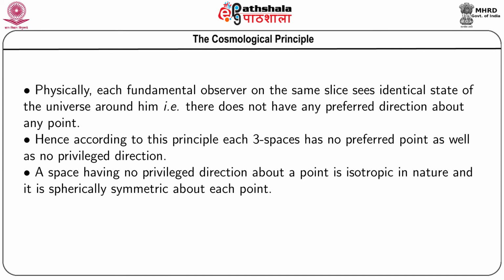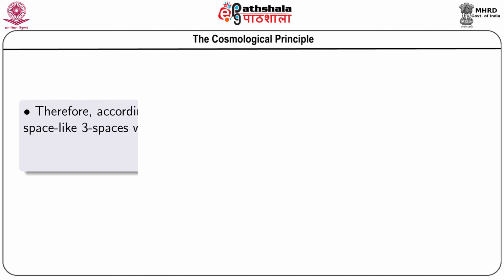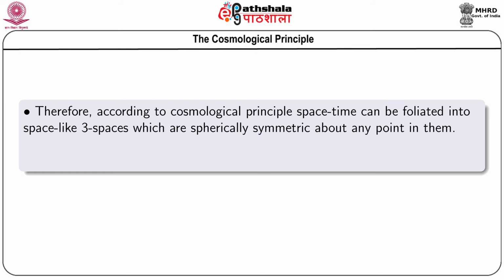A space having no privileged direction about a point is isotropic in nature. In our previous modules of this chapter, we have learned about the isotropic nature and also the spherically symmetric nature about each point. Therefore, according to this cosmological principle, the space time can be considered as space like 3 spaces which are spherically symmetric about any point in them. So, this is a very important concept from the cosmological principle.